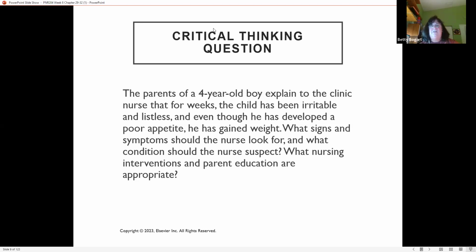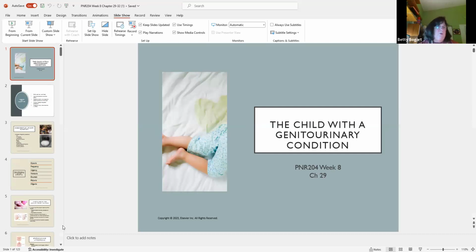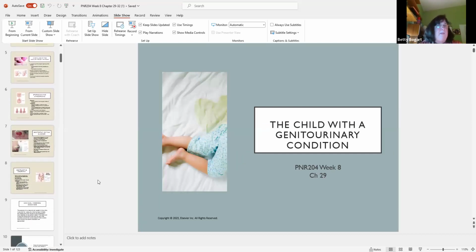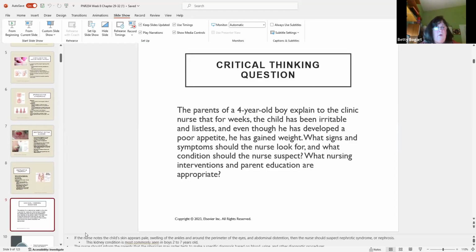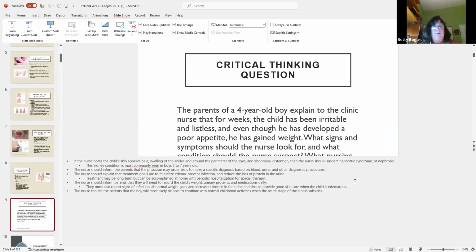What interventions? Now, as I said, underneath these questions, you will always find a little bit of what's going on, and it gives you those answers. So if you haven't figured it out, I'm showing you again. A 4-year-old is not urinating, he's gained weight and irritable. Well, if you're gaining weight and they're not urinating, where is that fluid going, right?